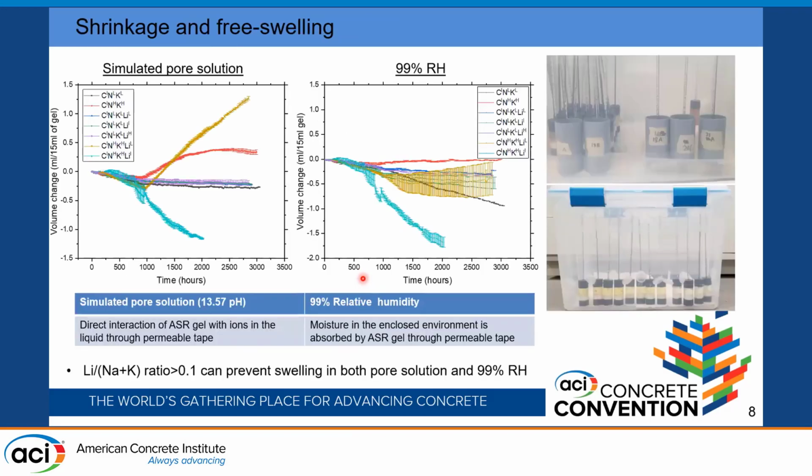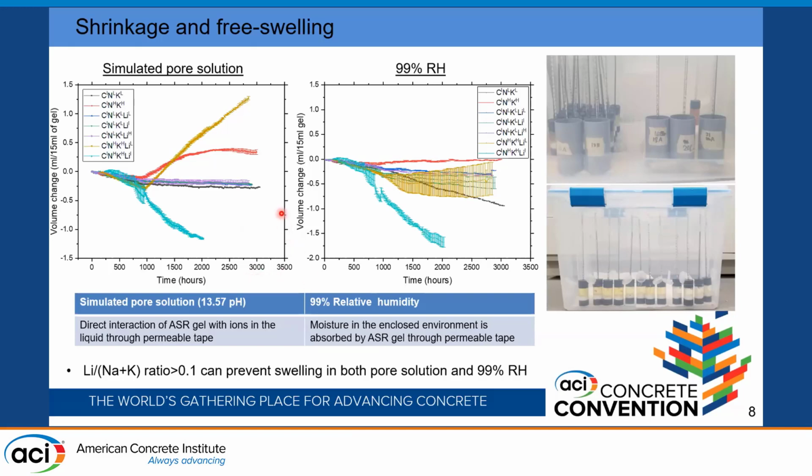Next, we did the shrinkage and swelling behavior by monitoring the volume change. For the shrinkage behavior, we sealed the gel and we used a methodology similar to the methodology for measuring chemical shrinkage in cement pastes. And after the shrinkage became stable, we subjected the gels to a simulated pore solution and also a 99% relative humidity environment. In the simulated pore solution, there was direct interaction between the gel and the ions since they were immersed in a liquid, but the 99% relative humidity was only through absorbance through a permeable tape.